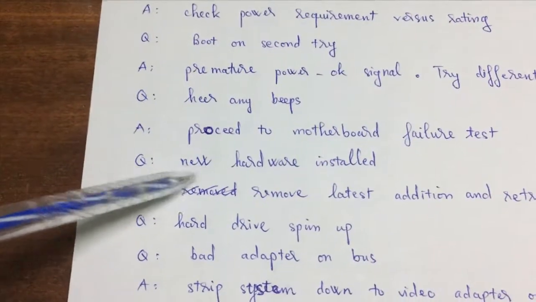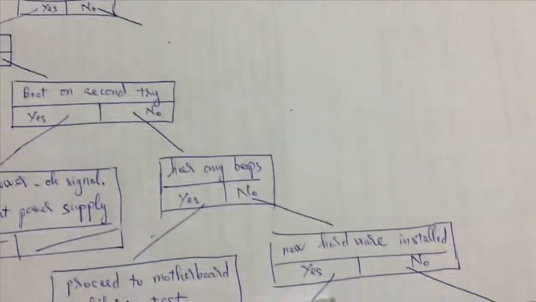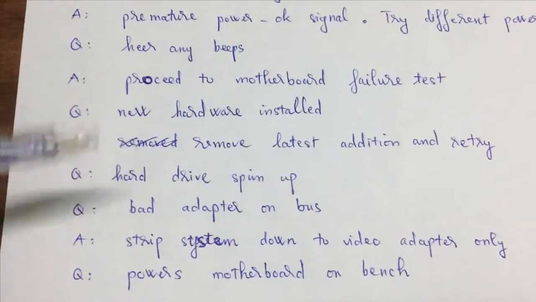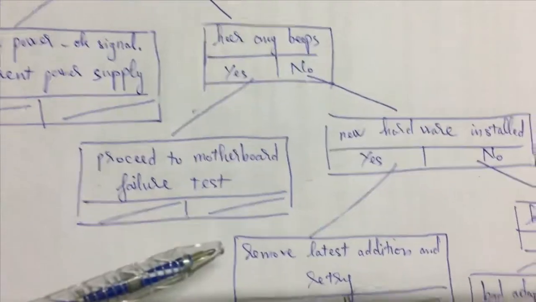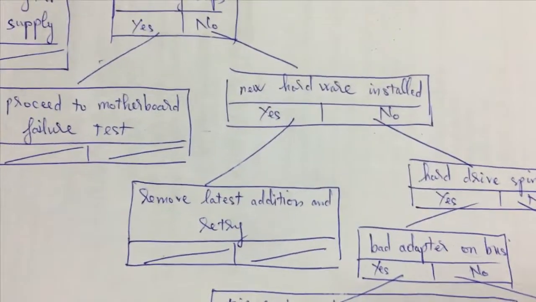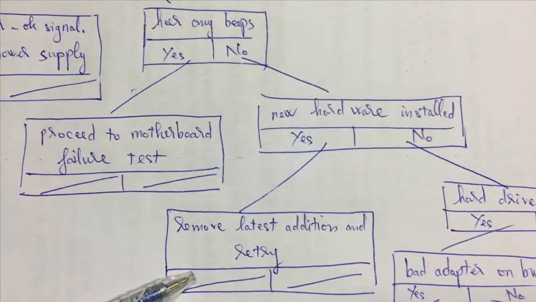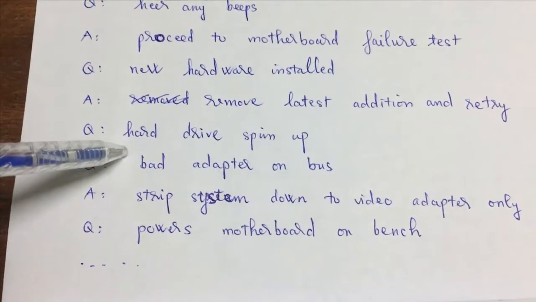The next line is new hardware installer. So we will write here, because it's a question, yes, no. So the next line is an answer. The answer is removing latest addition and retry, and their pointers are unknown and move on to the nearest no. So move to the next line.